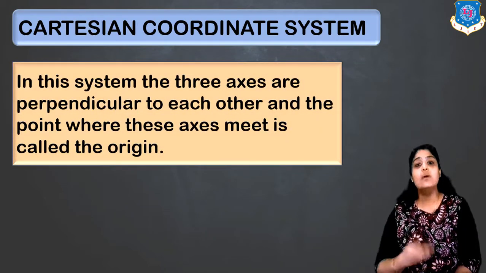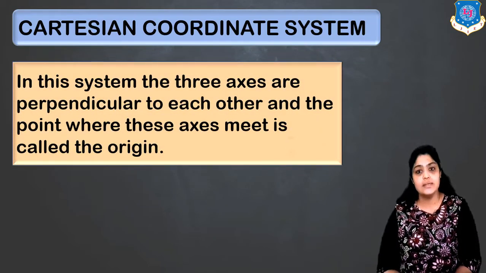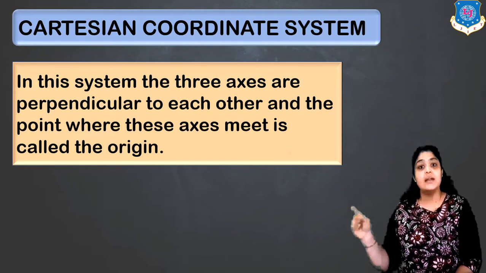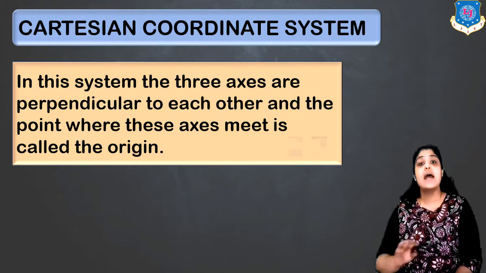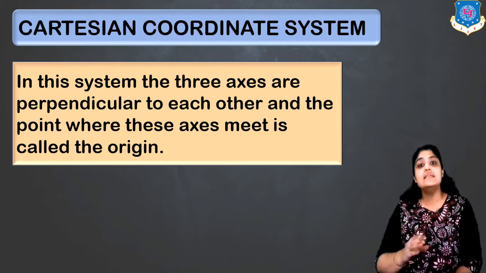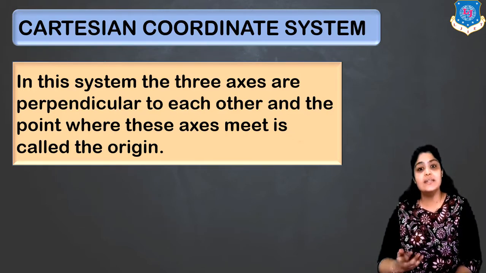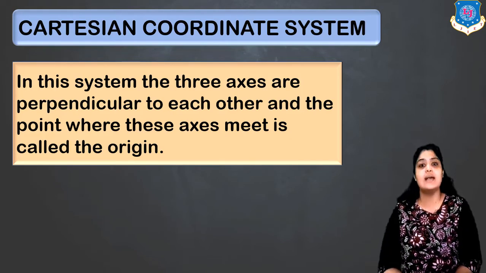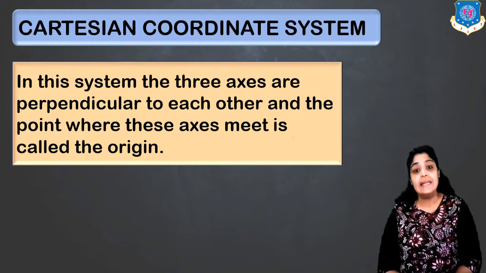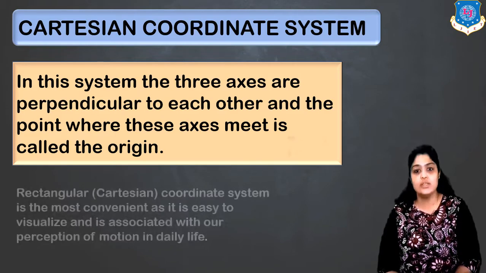Now let's see what this Cartesian coordinate system is. In this system there are three axes which are perpendicular to each other, and the point where all these three axes, that is x, y and z, meet, or their intersection point, is known as the origin.